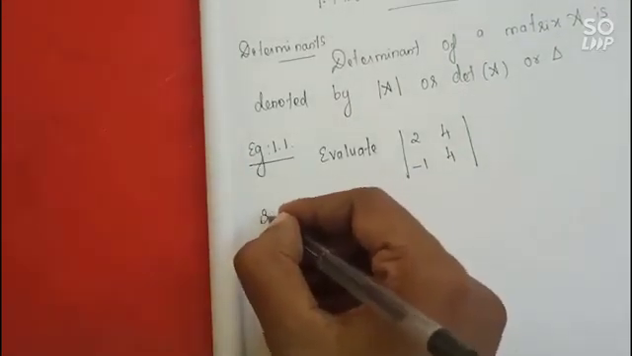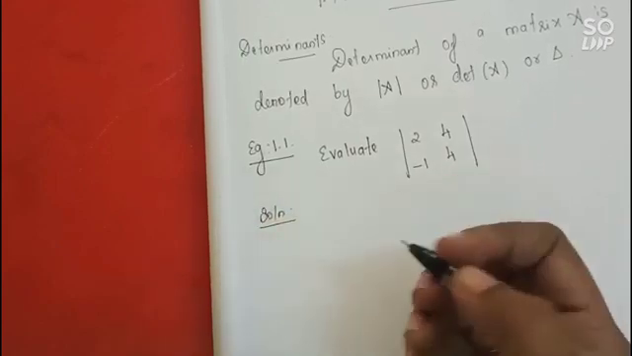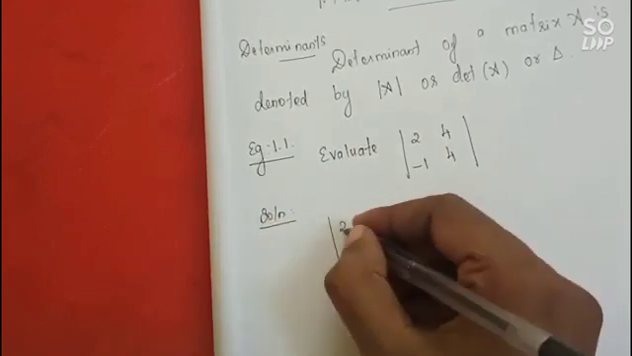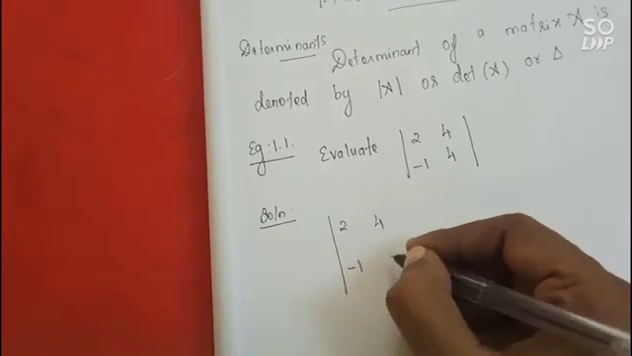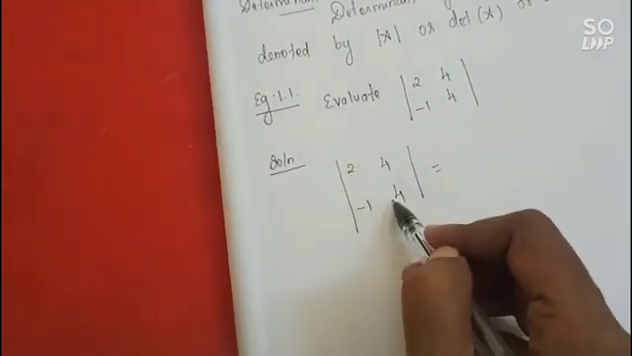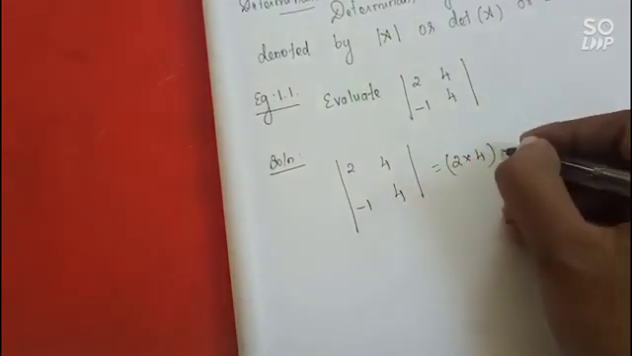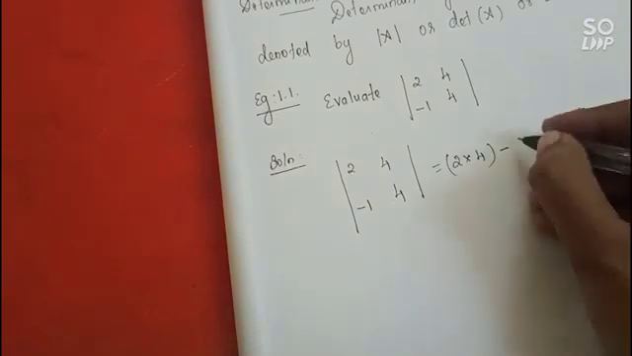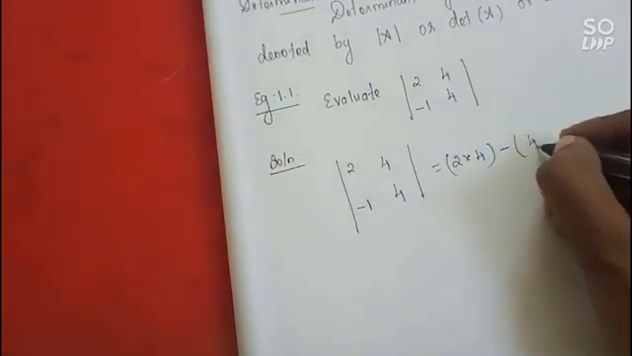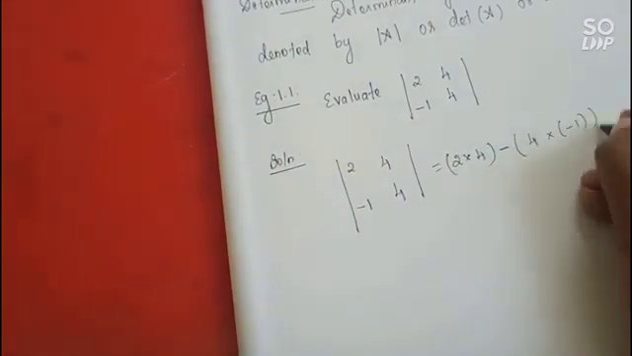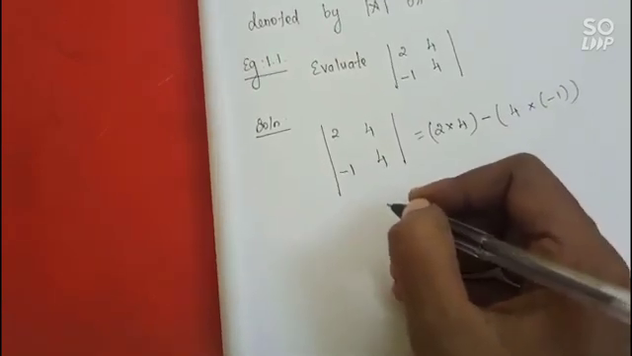Okay, solution. How will we find the determinant? 2, 4, minus 1, 4. This one into this one, so 2 into 4, and the symbol must be minus, same as that. What is here? 4 into minus 1. This is the procedure for finding the determinant.